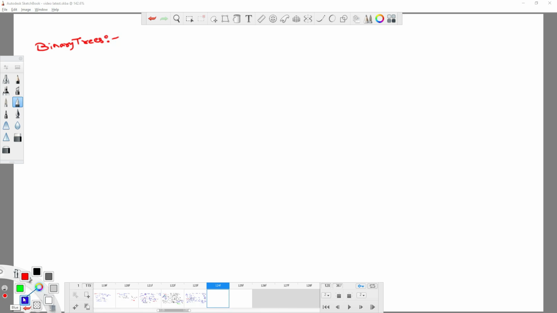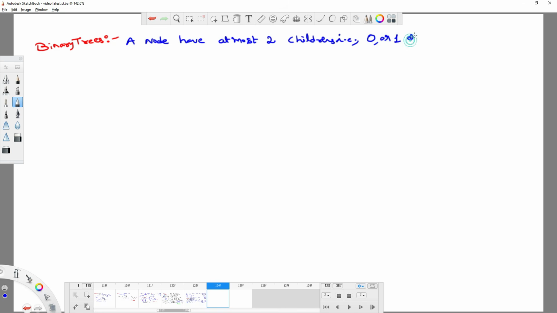So what is the meaning of a binary tree? Very good. A node can have at most 2 children, which means 0 or 1 or 2 children, but not beyond that. We can call it a binary tree, right?